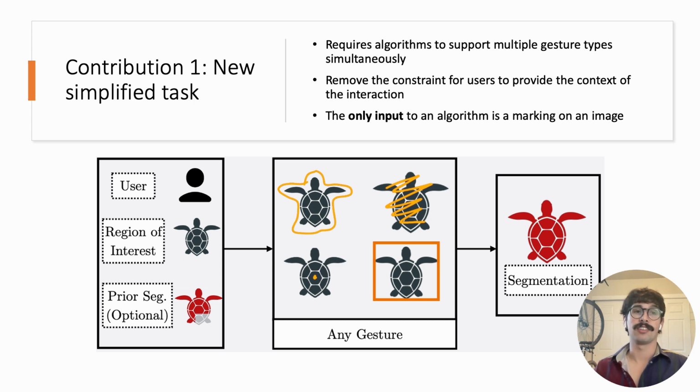We exemplify this in this figure here. We have a user, some region of interest, and maybe a previous segmentation. And then we could use any gesture we want. So you can see that we're either circling around the turtle, scribbling on it, drawing a box, or clicking on it. And ideally, we'll get a perfect segmentation in return.